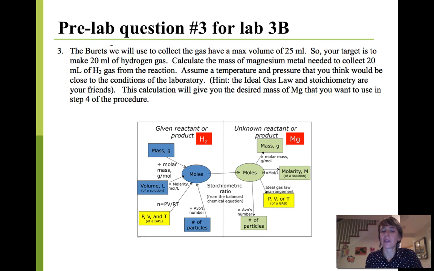So that's our unknown. And since the hydrogen is a gas, we're able to use the ideal gas equation. We have a volume we're targeting, and we can assume a pressure and temperature. So that's enough information to solve for the number of moles of hydrogen that we want to generate in this reaction. And then we can use a stoichiometric ratio to calculate the moles of magnesium, and from there a molar mass calculation to calculate the mass of magnesium required.